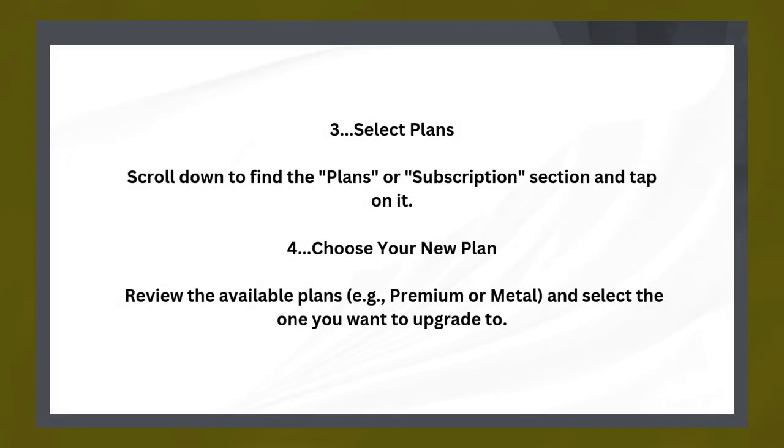Number 3, select plans. Scroll down to find the plans or subscription section and tap on it. Number 4, choose your new plan. Review the available plans like Premium or Metal and select the one you want to upgrade to.